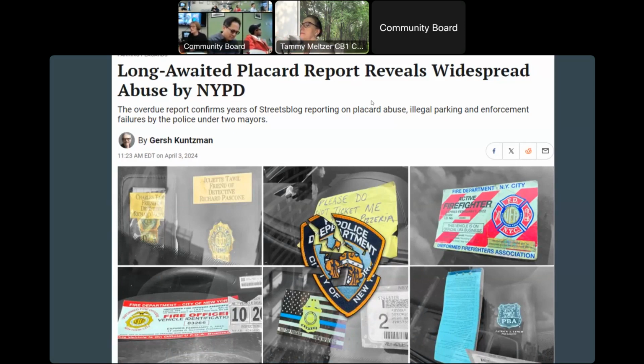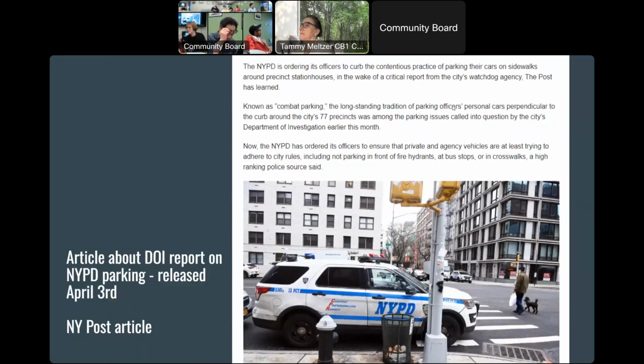If you go to the next one, you can see some of their findings. The NYPD has ordered its officers to curb the contentious practice. They talk about the real problems of the police parking on the sidewalks. Combat parking is when they're turned 90 degrees and they kind of back onto the sidewalk. They found a lot of that, especially around the station houses.